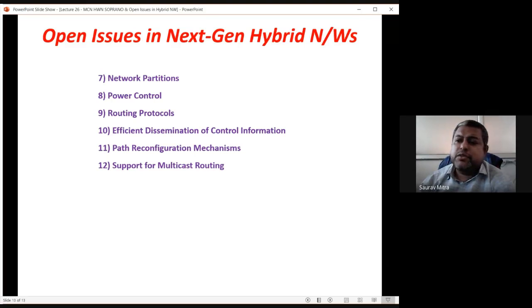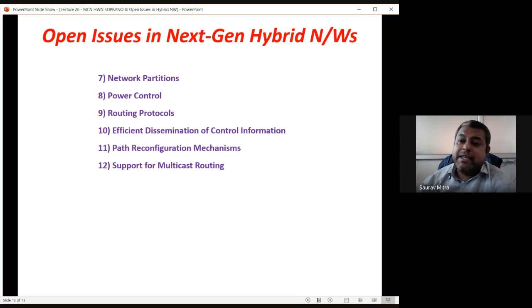Efficient dissemination of control information. Control overhead should be as little as possible. For that, again, a very smart kind of protocol has to be written, having a lesser amount of control packets, and that should increase the throughput, maximize the bandwidth usage, and reduce the power usage of the network. So efficient dissemination of control information, control packets, is very important.